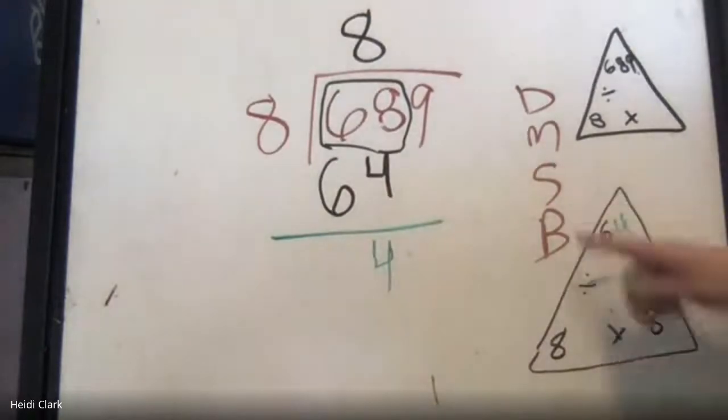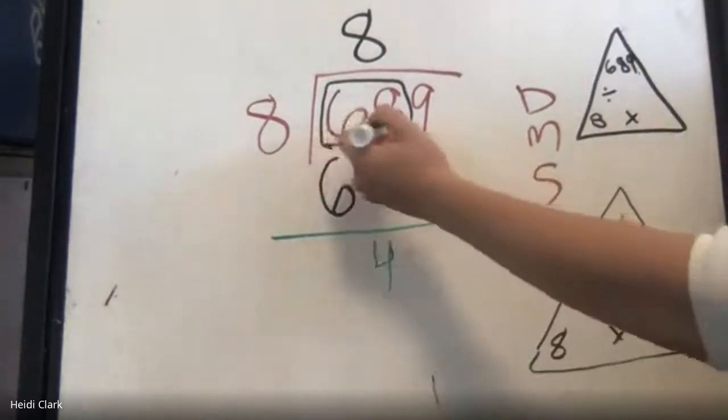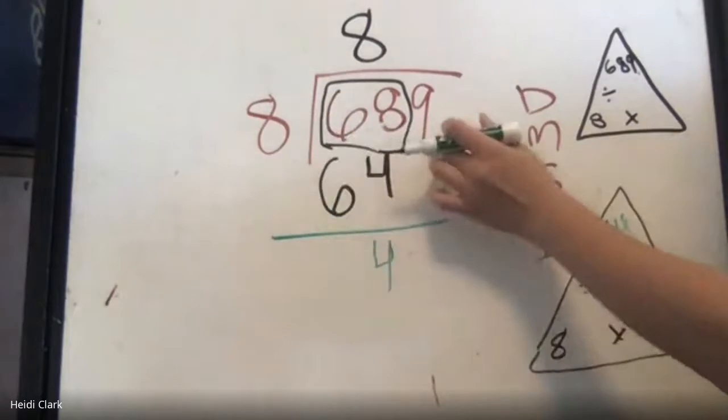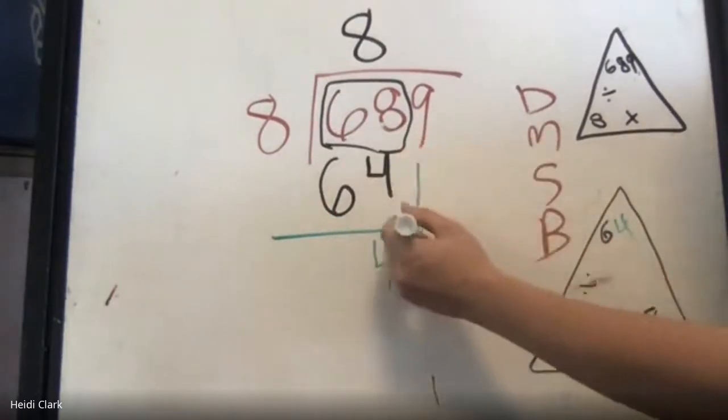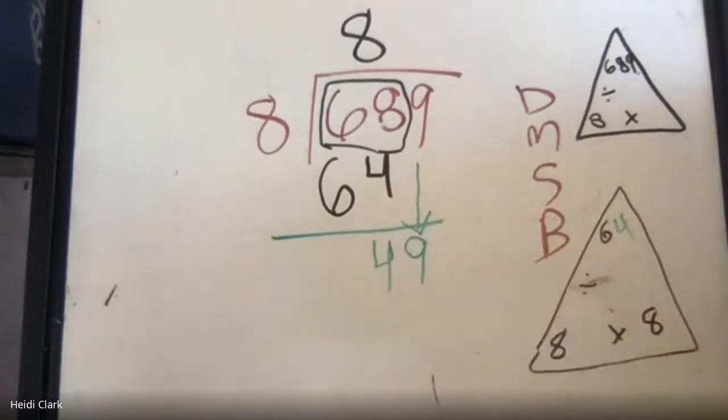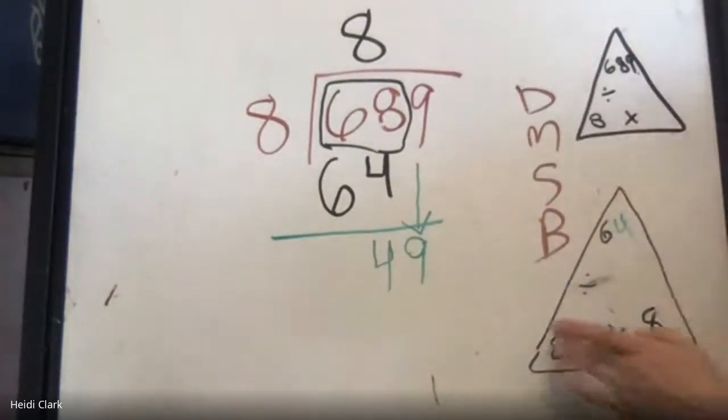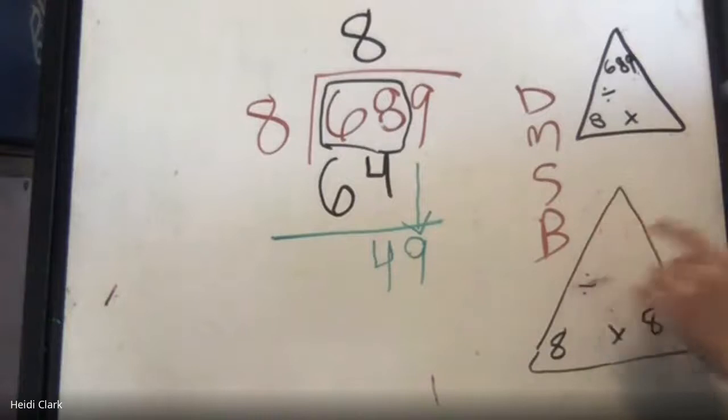Next step is to bring down. So look at it. We used the 6 and the 8 already. So all we have left is the 9. And we bring it down with the 4 so that we don't forget that that 4 is left over. So now we'll start all over and we'll divide. So now we're going to do 49 divided by 8.